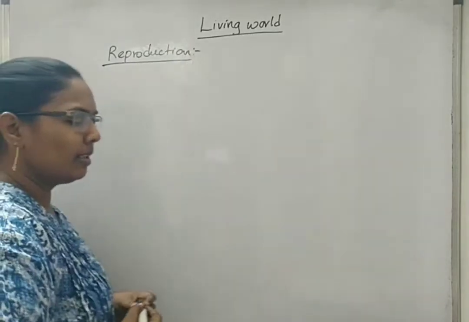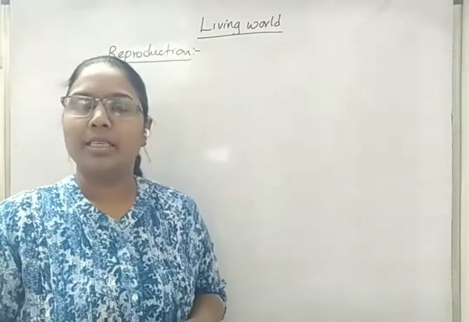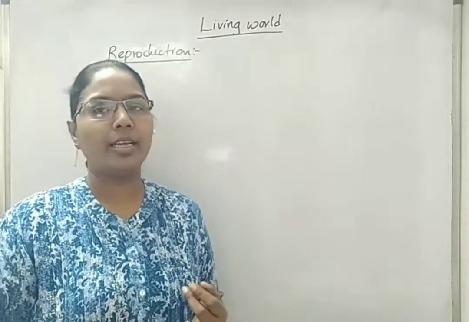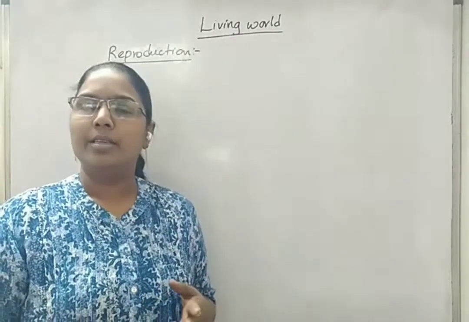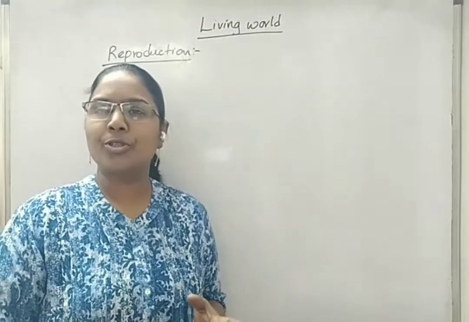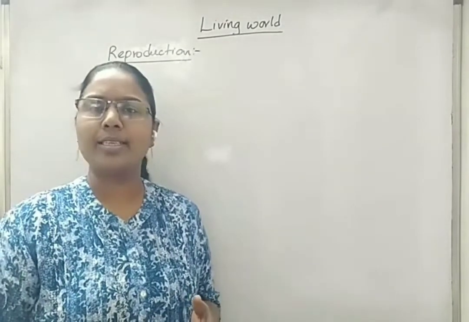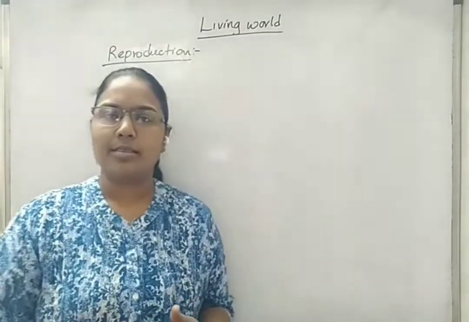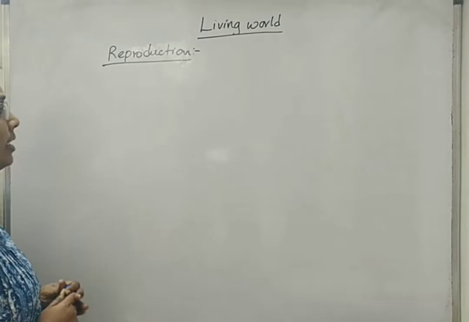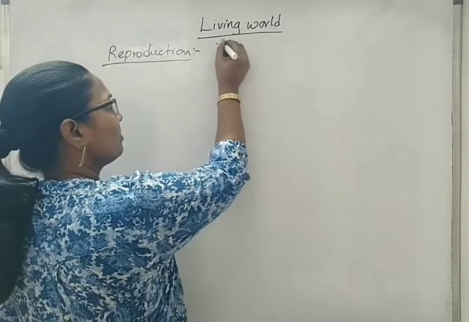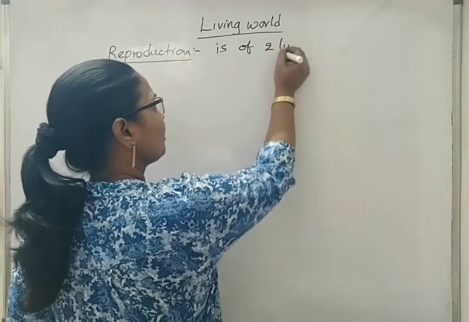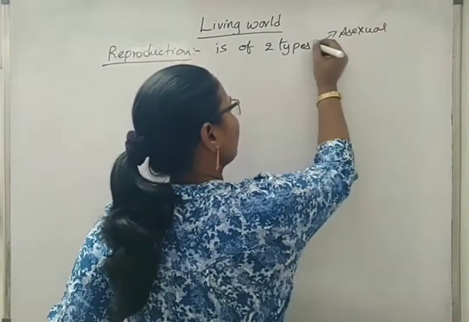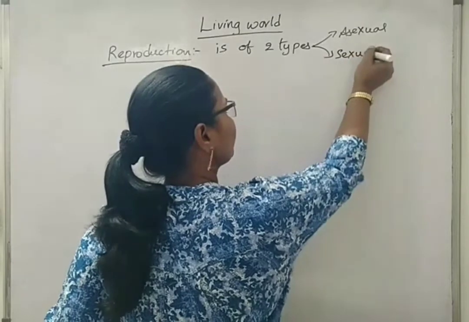Reproduction is nothing but giving rise to the offsprings. In reproduction, we know there are two different types: asexual type of reproduction and sexual type of reproduction. So if it is asexual, we see in most of the lower organisms. There also we will see some of the sexual type of reproductions, but most of the organisms exhibit asexual type of reproduction. Here, reproduction is of two types, that is asexual and sexual type of reproductions.